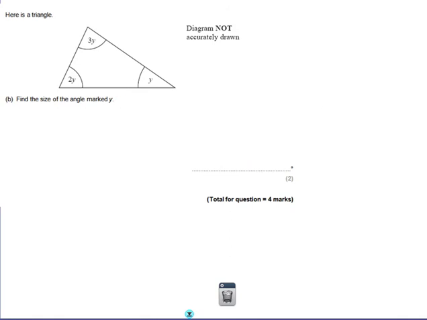Well, we know that if we were to add these three angles, it should sum up to 180 degrees. So 3y plus 2y plus y is 6y. And we know that 6y, because angles in a triangle sum up to 180 degrees, should equal 180. We divide by 6 on both sides. 180 divided by 6 is 30, so y equals 30 degrees.